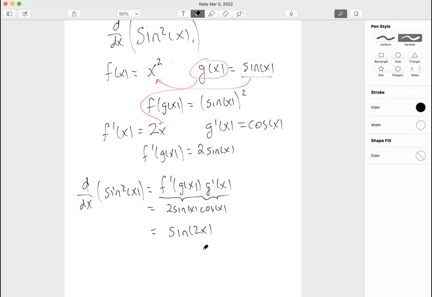I personally think once you get kind of used to the chain rule, this is an easier approach to doing the derivative of sine squared. It's just sine of 2x, using the chain rule like this. Right now you may not agree because I just threw this formula at you, but this is an alternate way of doing the derivative of sine squared.